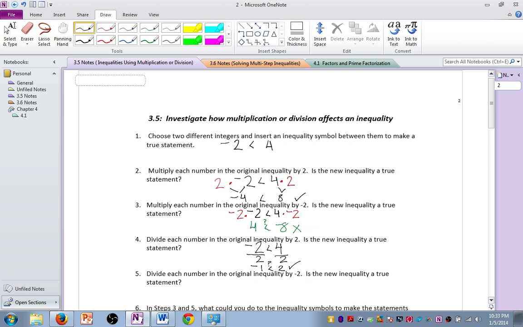And in number 5, we're now going to divide that inequality by a -2. So my original inequality is -2 less than 4. Divide by -2, divide by -2. -2 divided by a -2 is 1. 4 divided by a -2 is a -2. And we want to bring down our inequality sign. Is 1 less than -2? 1 is not less than -2. That is not a true statement.